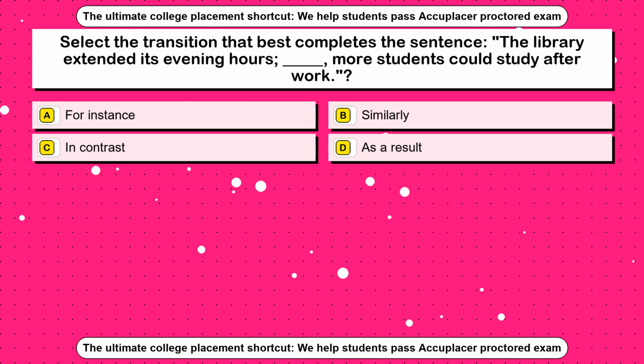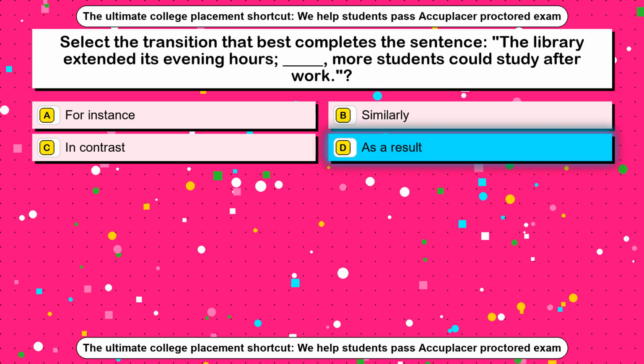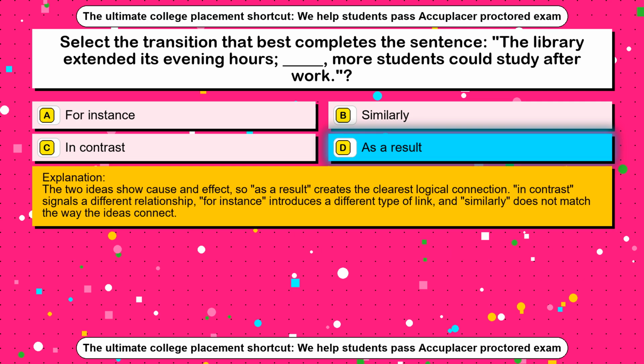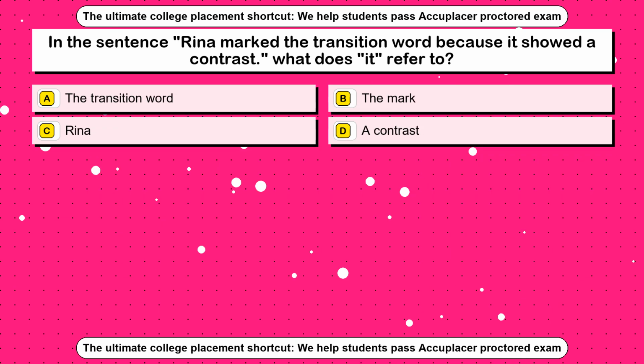Question 77. Select the transition that best completes the sentence. The library extended its evening hours. Blank, more students could study after work. Option A, for instance. Option B, similarly. Option C, in contrast. Option D, as a result. The correct answer is option D, as a result. The two ideas show cause and effect, so as a result creates the clearest logical connection. In contrast signals a different relationship, for instance introduces a different type of link, and similarly does not match the way the ideas connect.